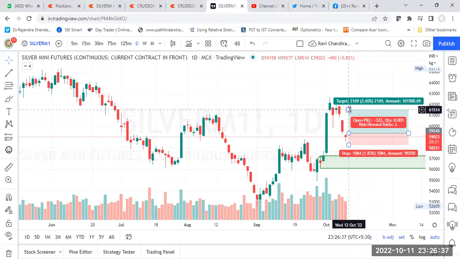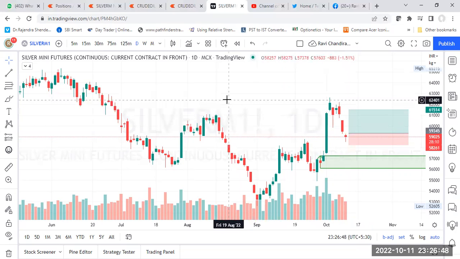2000 points of movement, 5 rupees per lot of SilverMini per move. So it will be a substantial profit for me, and I'll be happy with that. So that was my planned trade in SilverMini.